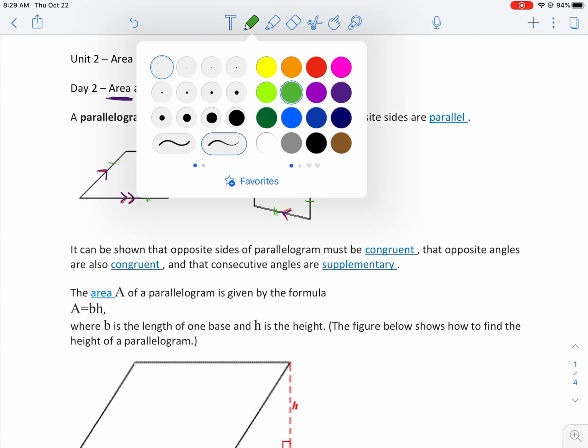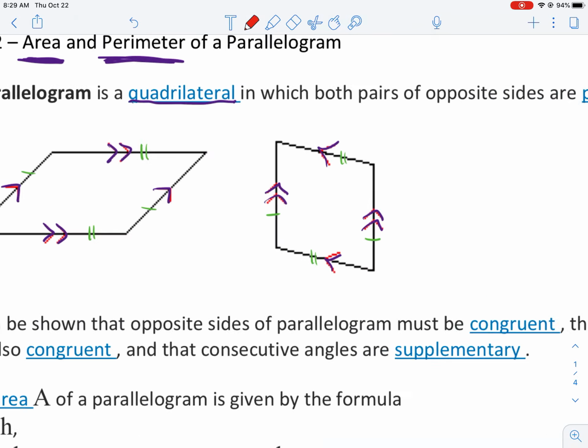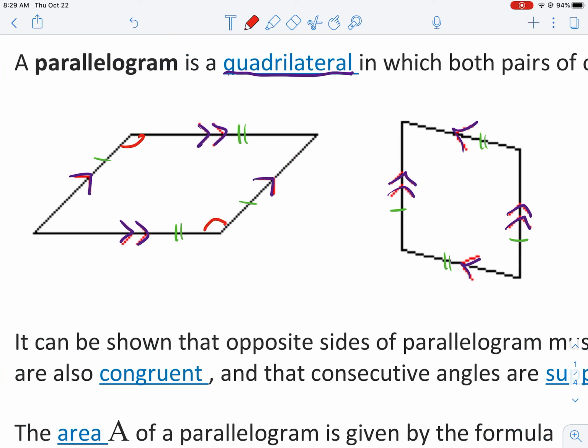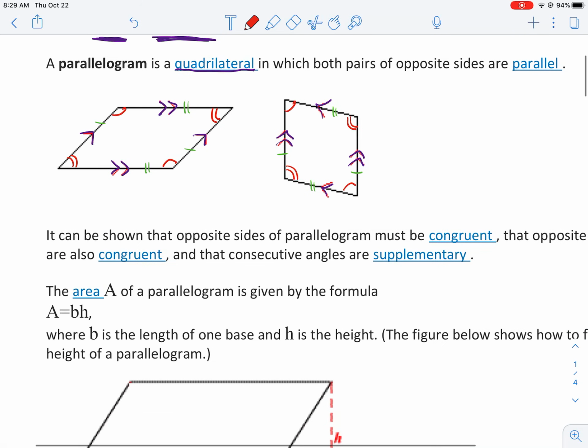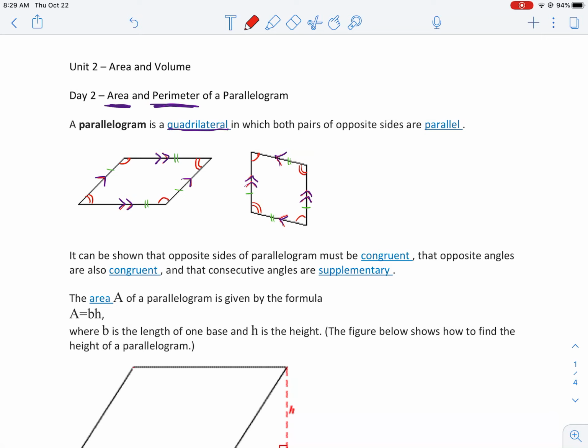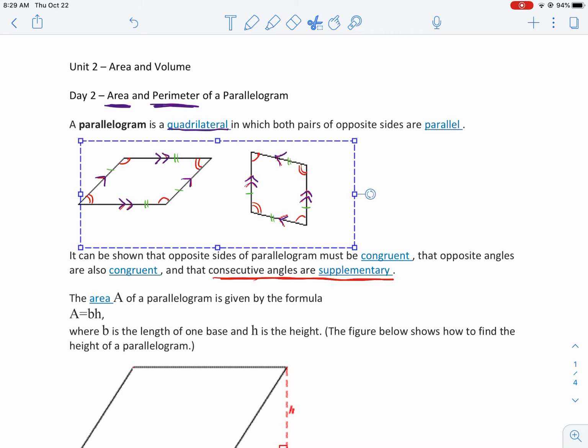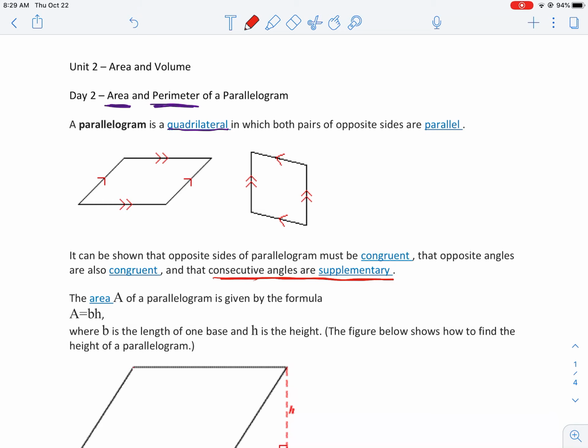It's also important to point out that opposite angles are congruent. So that means this angle is congruent to this angle, and then this angle is congruent to that angle. Same thing on the other side. And finally, consecutive angles are supplementary. What are consecutive angles? Consecutive angles come one after another. Remember, they fall on the same side as the transversal, but in between the two lines.